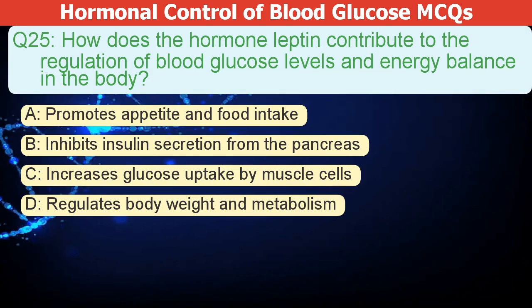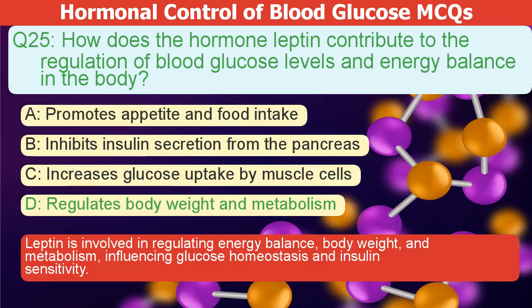How does the hormone leptin contribute to the regulation of blood glucose levels and energy balance in the body? A. Promotes appetite and food intake. B. Inhibits insulin secretion from the pancreas. C. Increases glucose uptake by muscle cells. D. Regulates body weight and metabolism. The correct answer is D. Leptin is involved in regulating energy balance, body weight, and metabolism, influencing glucose homeostasis and insulin sensitivity.